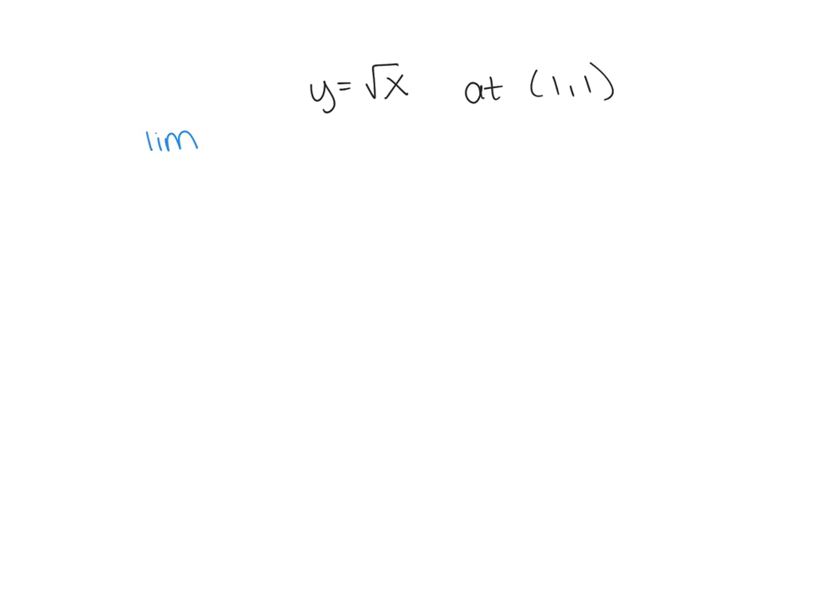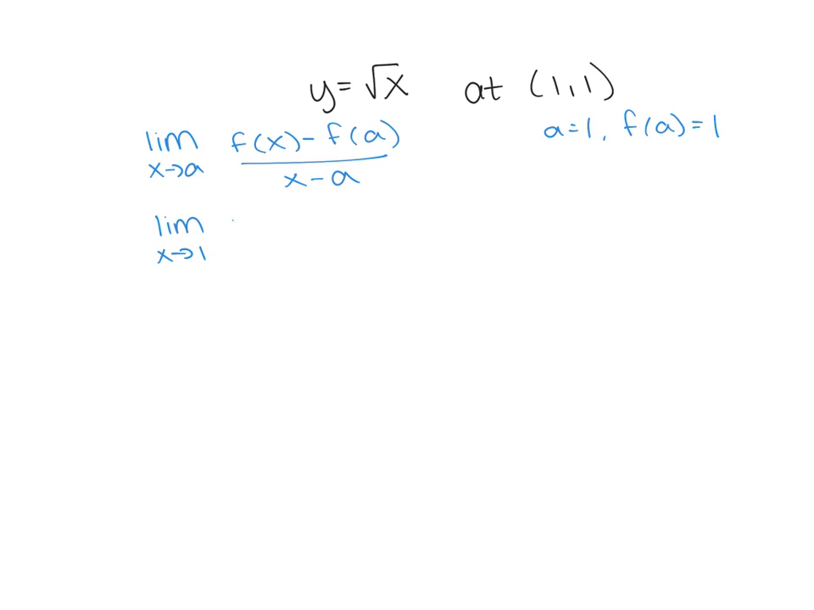So we're going to use the limit as x goes to a of f of x minus f of a over x minus a. So now if we have the point (1, 1), this is going to give us a and f of a, and they're both 1. So we're going to plug in the limit as x goes to 1. f of x is the square root of x, f of a is 1, over x minus 1.